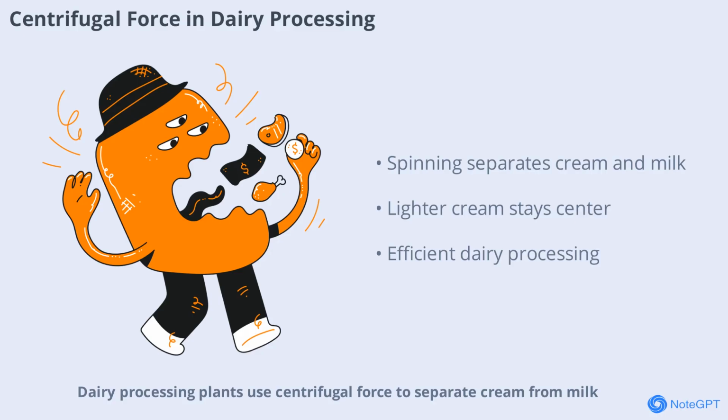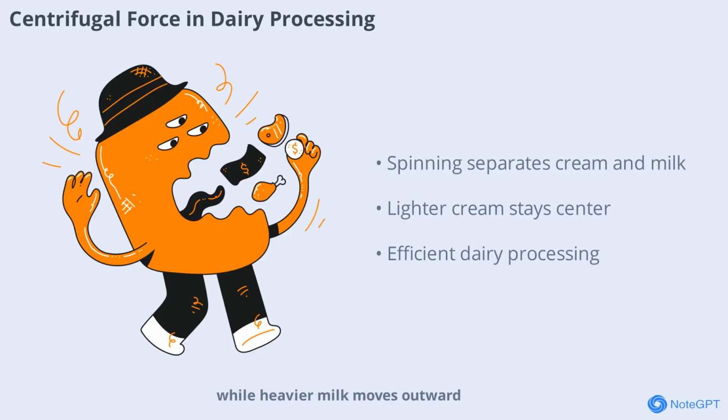Dairy processing plants use centrifugal force to separate cream from milk. As the milk spins in a separator, the lighter cream collects near the center while heavier milk moves outward. This efficient process is essential for producing cream and skim milk.